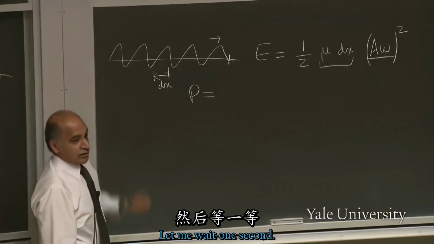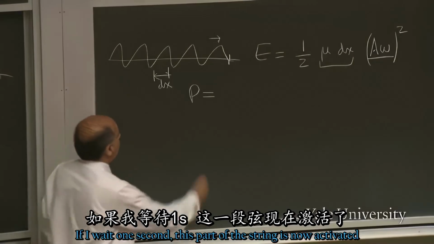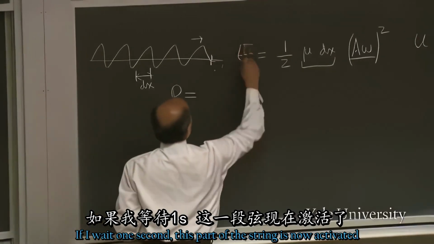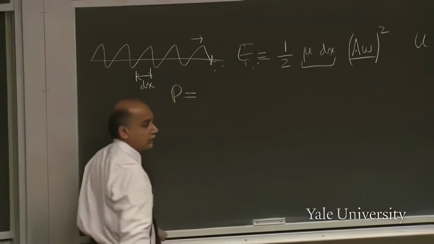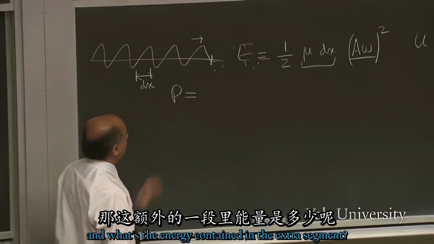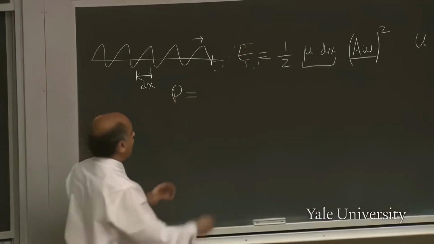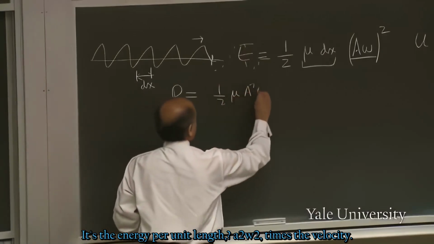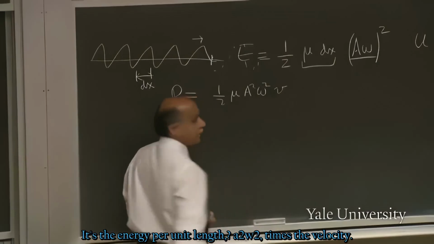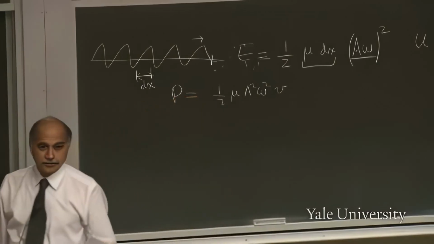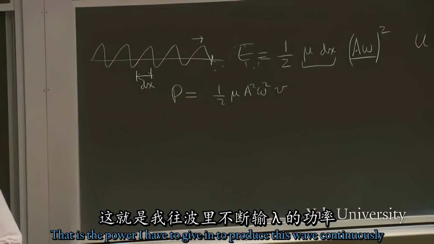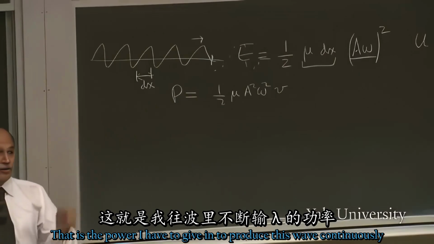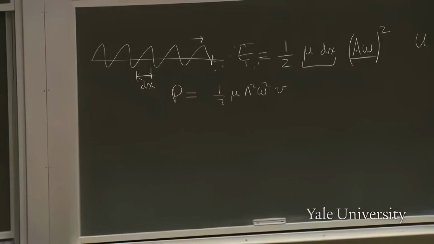Let me wait 1 second. If I wait 1 second, this part of the string is now activated. And what's the energy contained in the extra segment? It's the energy per unit length, 1/2 mu A squared omega squared, times the velocity. That is the power I have to give in to produce this wave continuously.